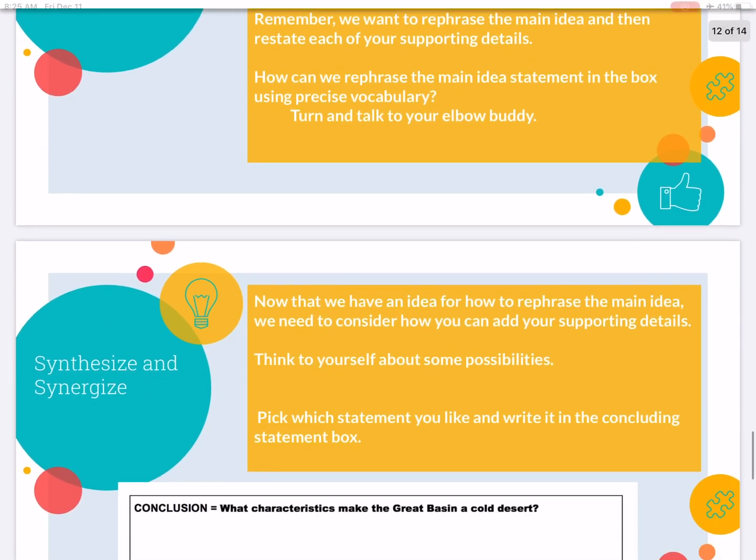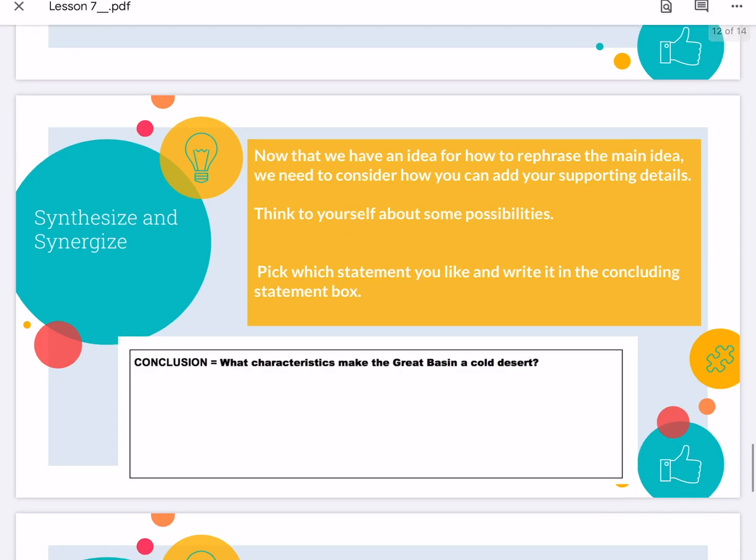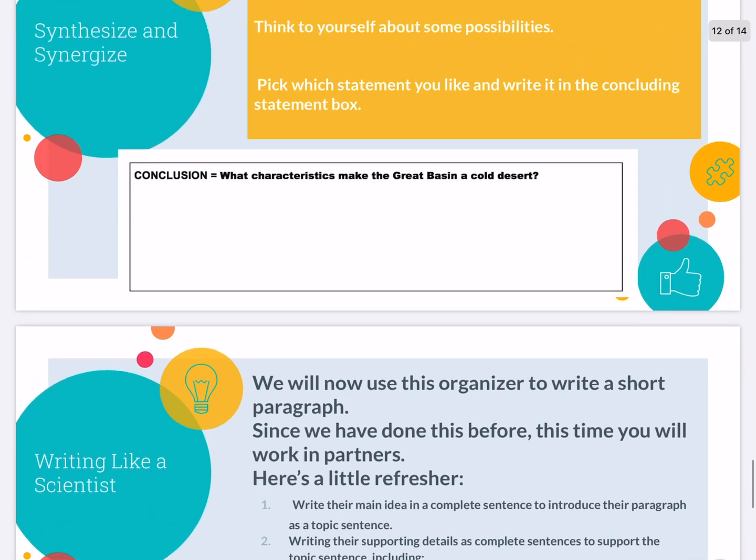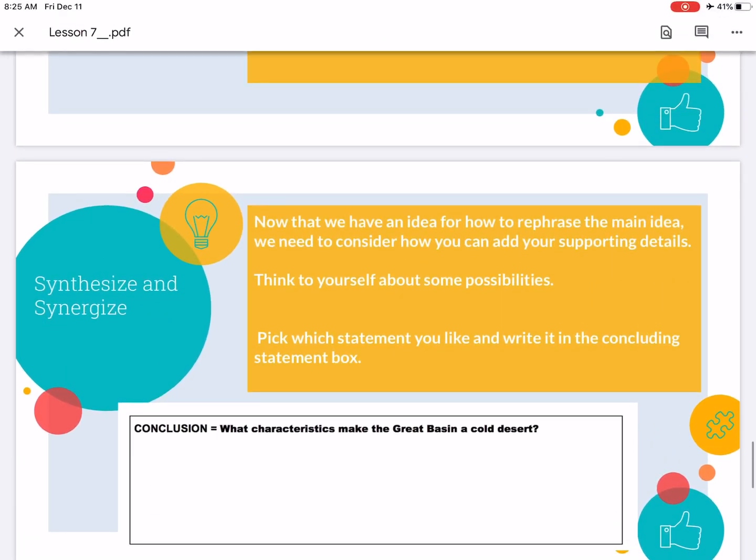Okay, let's see what we can do. Now that we have an idea for how to rephrase that main idea, we need to consider how you can add your supporting details. Think to yourself about some possibilities. Then pick which statement you like and write it in the concluding statement box.